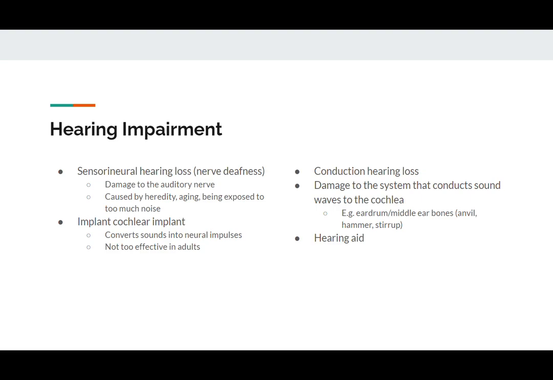Conduction hearing loss is a second type, and is damage to the system that conducts sound waves to the cochlea. This may be damage to the eardrum or the middle ear bones, which are the three ear bones: anvil, hammer, and stirrup. A hearing aid is used for this less common form of hearing loss.